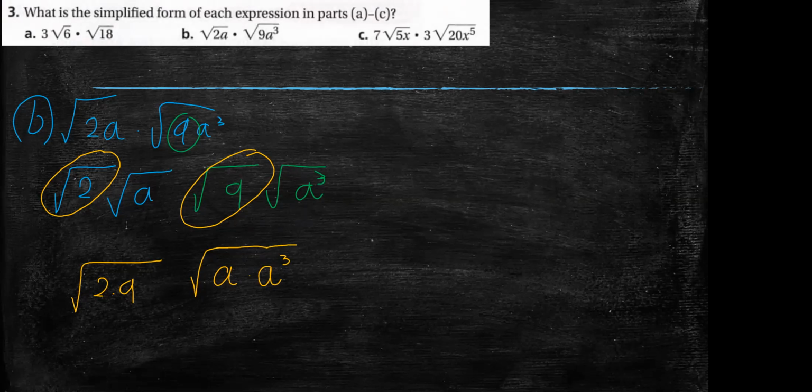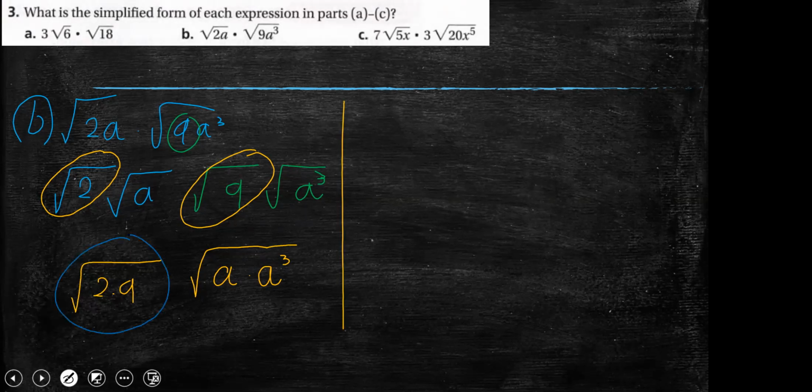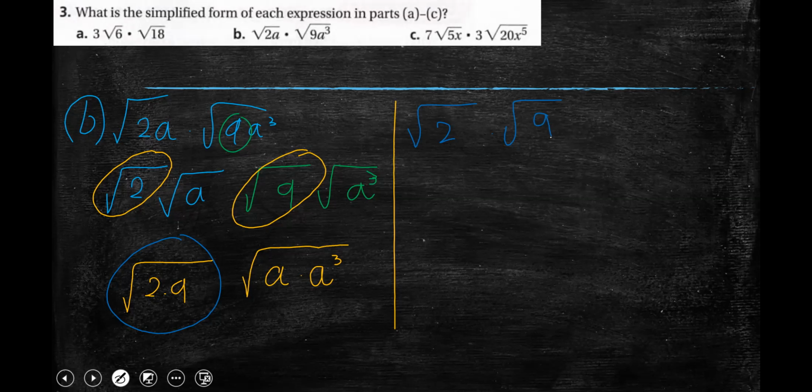Then, now look at this one here. We have 2 and 9, so we can now distribute the square root, one for 2 and one for 9. And here a times a cubic, we write it as a to the power 4.